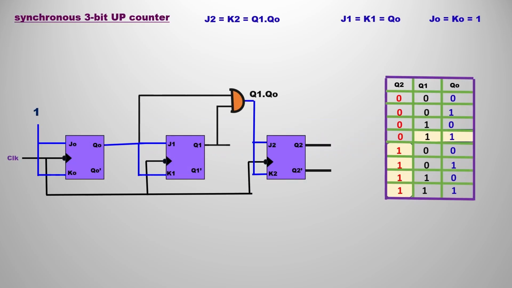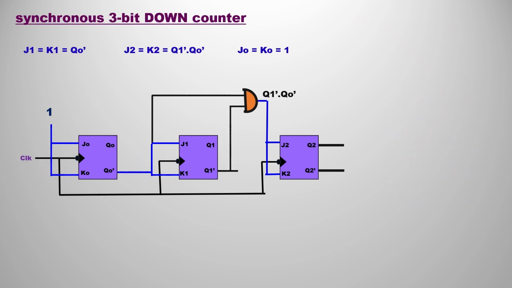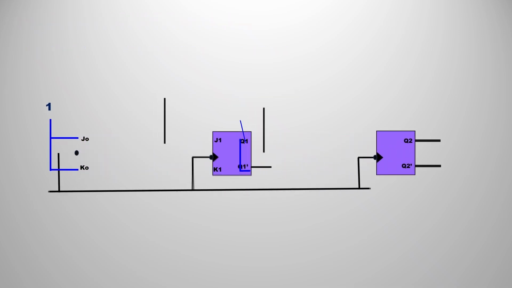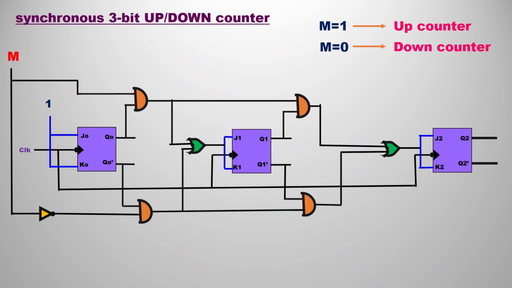In the previous video we saw the synchronous 3-bit up counter. So the circuit diagram is this. And we also saw the synchronous 3-bit down counter. So the circuit diagram for that is this. And finally, at the end of the video, we saw this, that is the synchronous 3-bit up down counter. When M is equal to 1, we can perform up counting. When M is equal to 0, we can perform down counting.